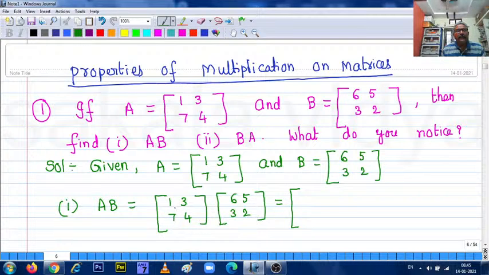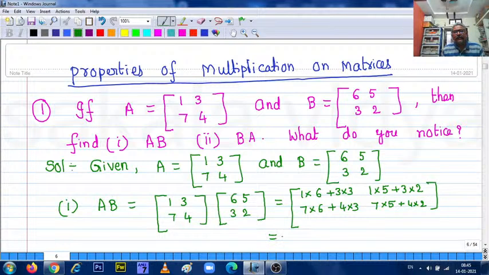So that means actually here first row, first column 1 into 6 plus 3 into 3. Am I correct? First row, second column 1 into 5 plus 3 into 2. Next, second row 7 4 6 3. 7 into 6 plus 4 into 3. 7, 4, 5, 2. 7 into 5 plus 4 into 2.